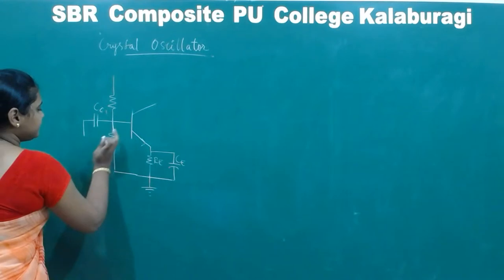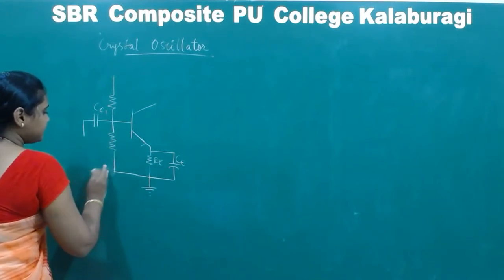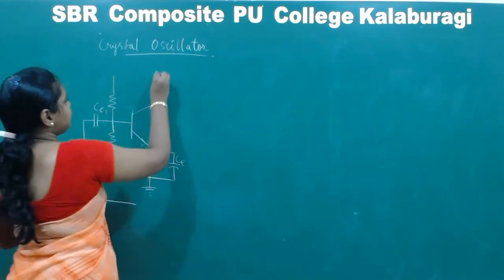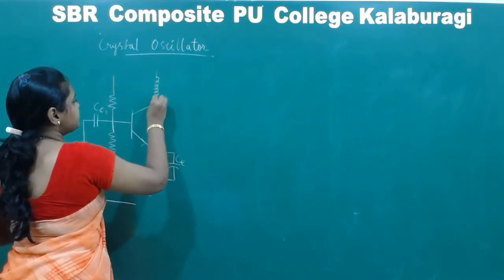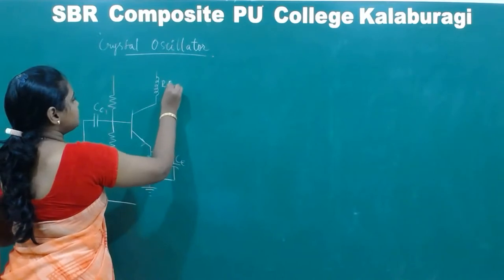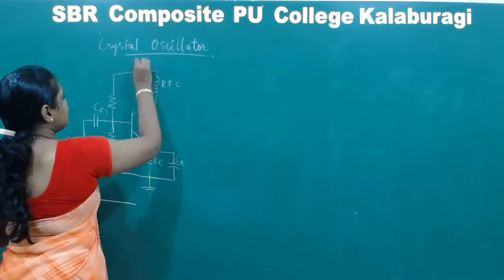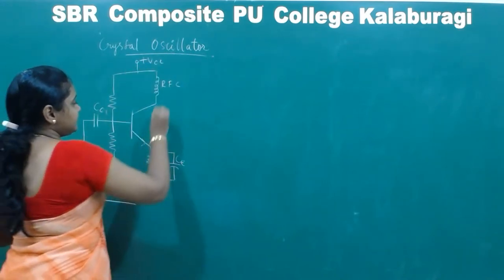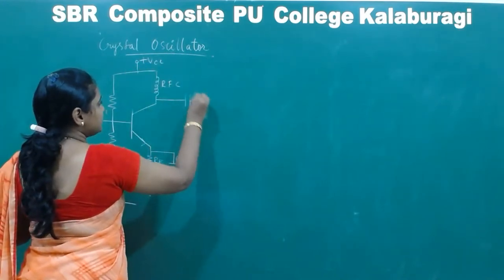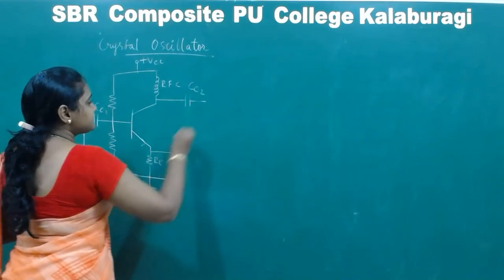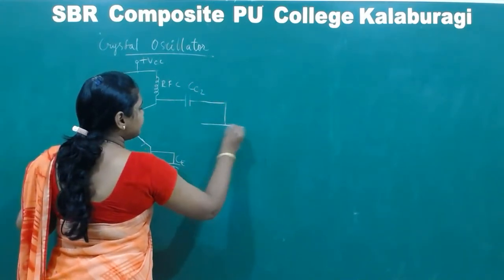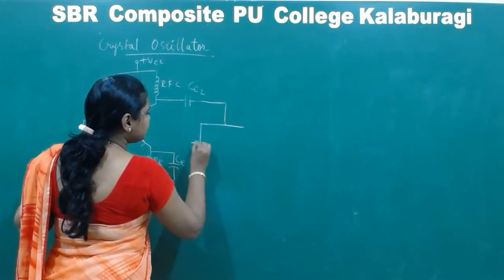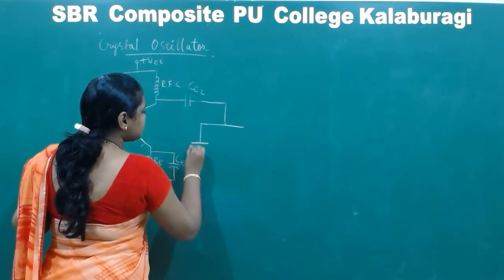From here, the feedback will be applied. This is the feedback part. Here, RFC, radio frequency choke, as it is always, is also present in the crystal oscillator. The collector current passes through a coupling capacitor again, applied to the frequency determining circuit, otherwise the feedback circuit. Here, we connect the crystal.